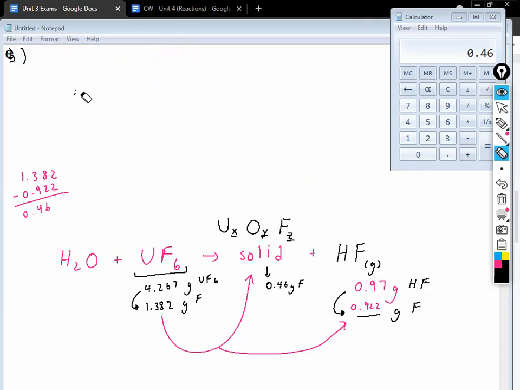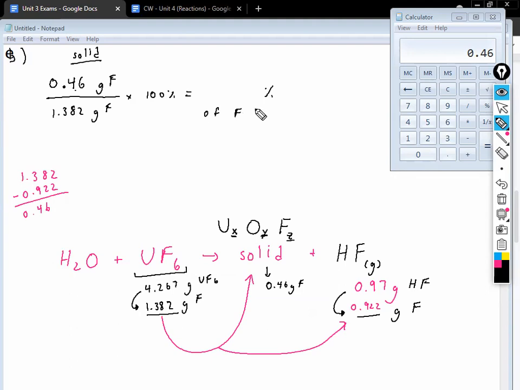So let's do a little bit of percentage, and then we'll be done. So let's figure out the percentage that went to the solid first. We said the solid ends up with 0.46 grams of fluorine. We know that percentage is just what you're looking for divided by the total. The total was 1.382 grams of fluorine. Then you multiply that by 100%, and that'll tell you the percentage of fluorine that went to the solid. Take a second to solve that out.